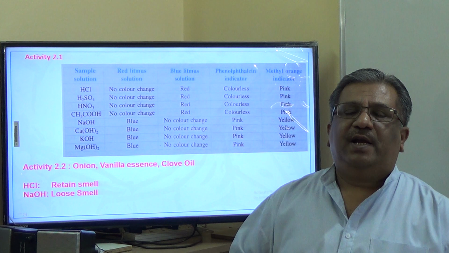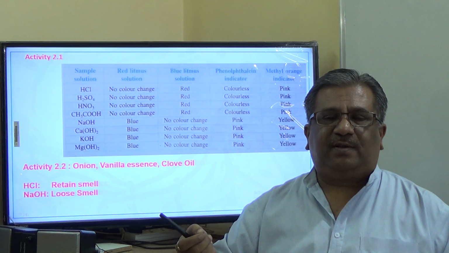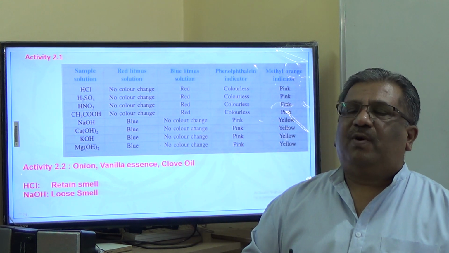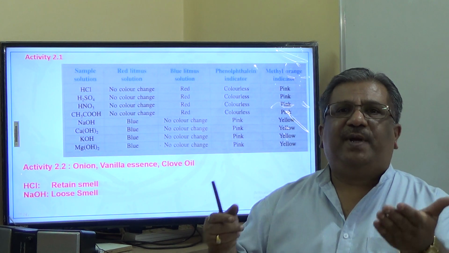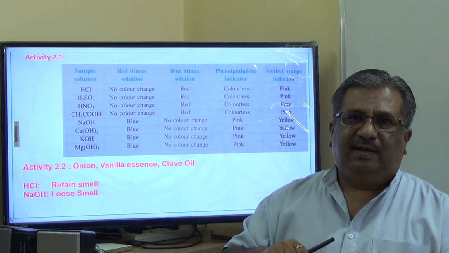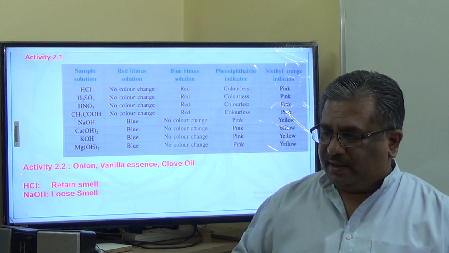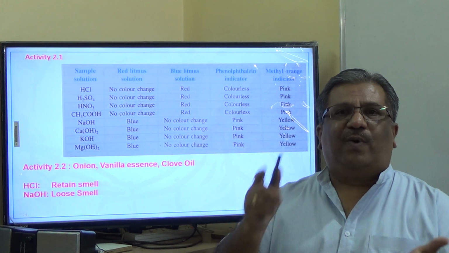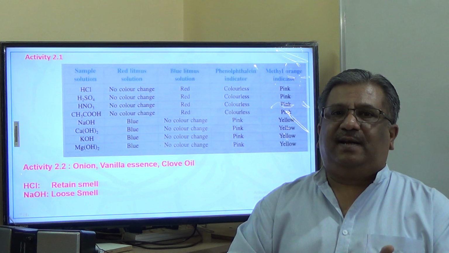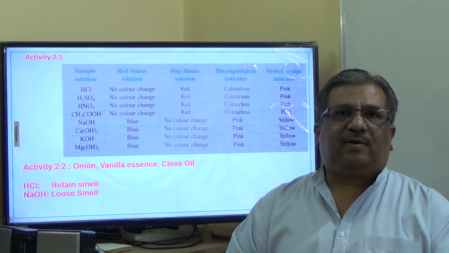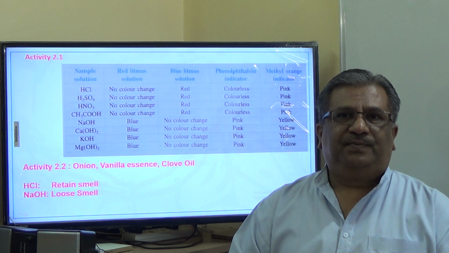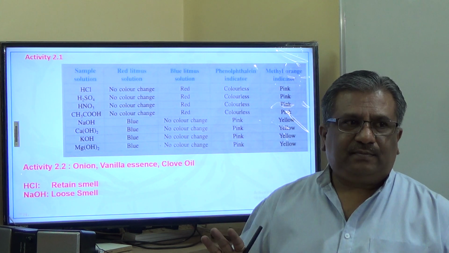Next day morning, you take out those pieces of cloth. On one piece of cloth, add an acid, and on another piece of cloth, add sodium hydroxide. That is, one piece of cloth gets HCl, and the other cloth gets sodium hydroxide. Leave it for some time.